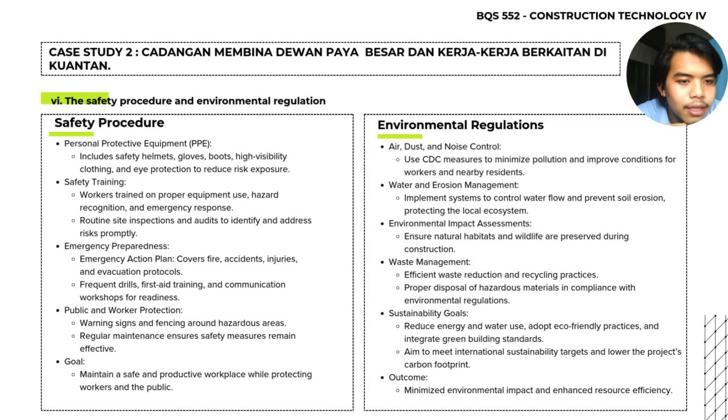So the sustainability goals for environmental regulation are to reduce energy and water use, adopt eco-friendly practices, and integrate green building standards. It aims to meet international sustainability targets and lower the project's carbon footprint. So the outcome of this regulation is to minimize the environmental impact and enhance resource efficiency.